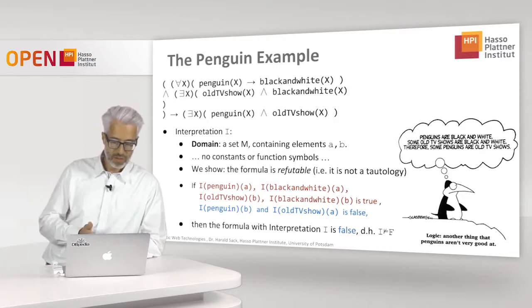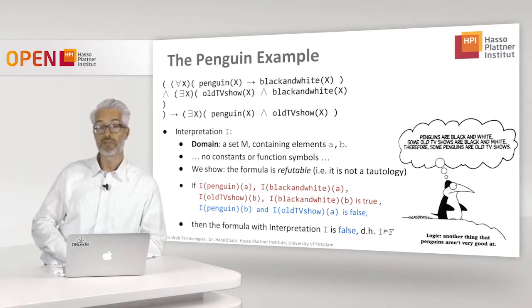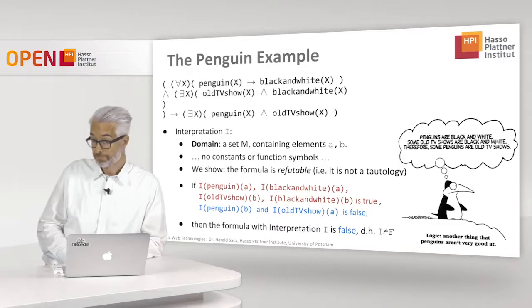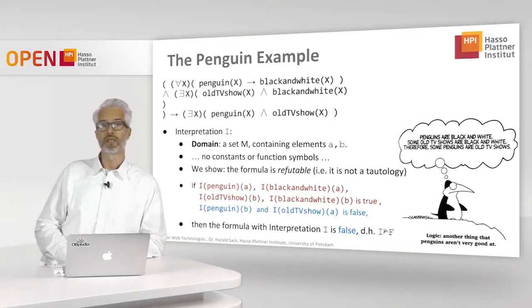So the formula with the interpretation I that we have given here computes to false, which means the formula cannot be entailed via this interpretation. So this was the penguin example so far.